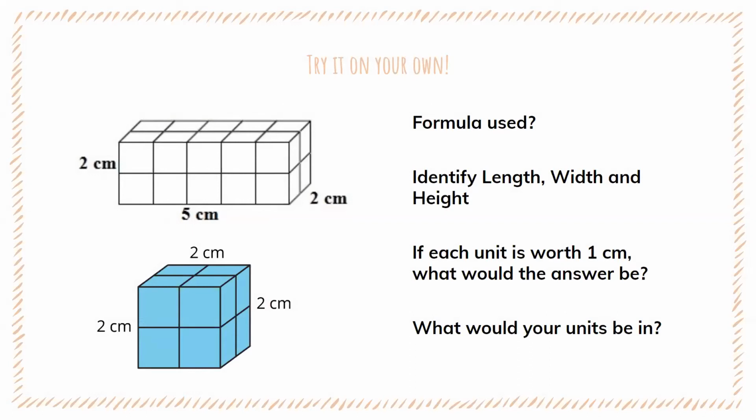So for both of these, you guys can do it separately. You can do it on the same one. I'm going to show you the answers separately though. So first, I want you guys to find the formula that's going to be used. And then I want you to identify the length, the width, and the height. So just like we did in the last one, identify which centimeters are going to be the length, the width, and the height. And then if each unit was worth 1 centimeter, what would the answer be? And then the last question was, what would your units be in?